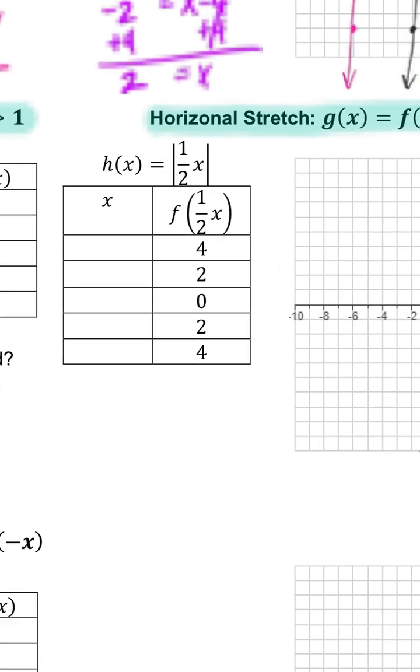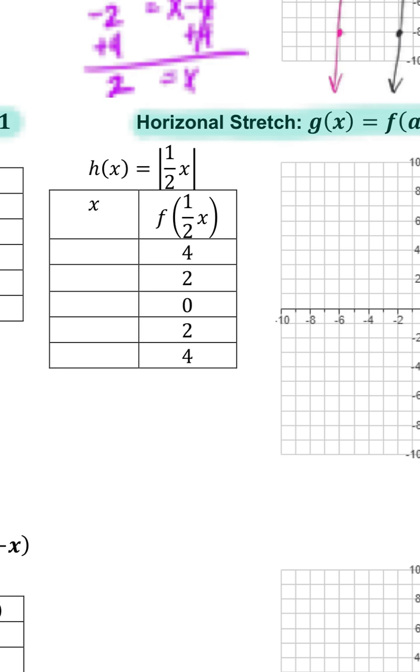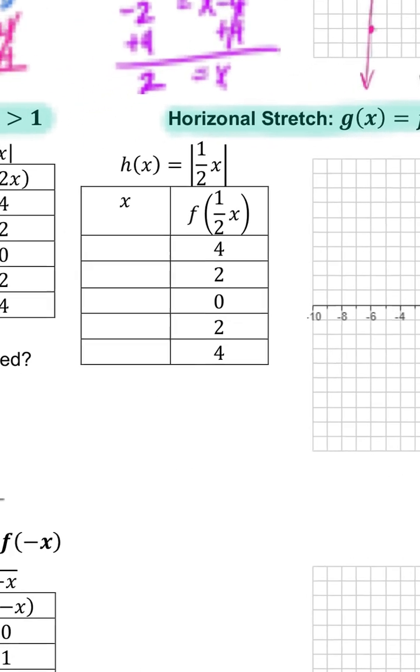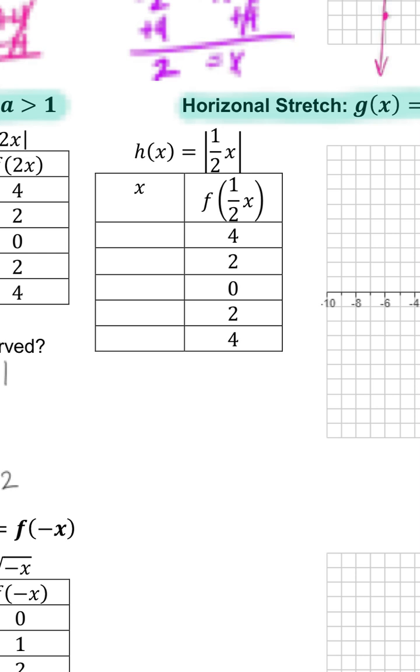Now, a horizontal stretch is when the a is between 0 and 1. So it's actually less than 1, but it's a stretch because you're actually going to multiply by 2. So if you think about -4 is equal to the absolute value of 1/2 x, I'm going to multiply both sides by 2. If I multiply by 2, that cancels. If I multiply this side by 2, I get -8 equals the absolute value of x.